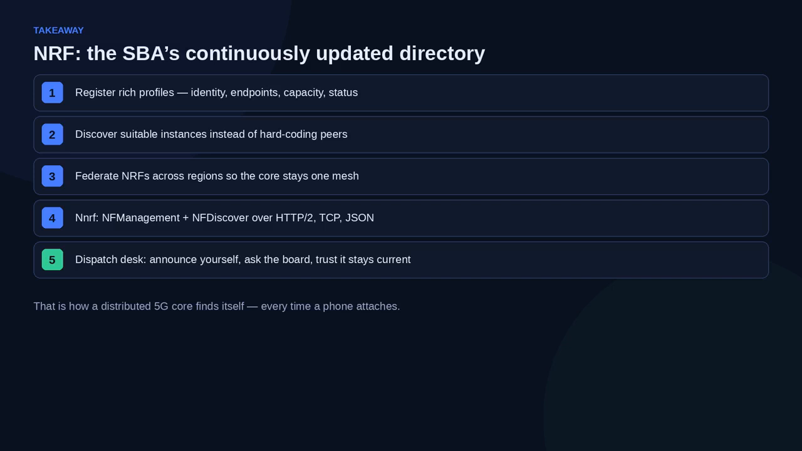Management APIs keep the directory fresh. NF Discover answers the question, who should I call? HTTP2, TCP, and JSON keep the interface aligned with the rest of the SBA. Remember the dispatch desk. Announce yourself, ask for the right desk, and trust the board to stay current. That is how a distributed 5G core finds itself.